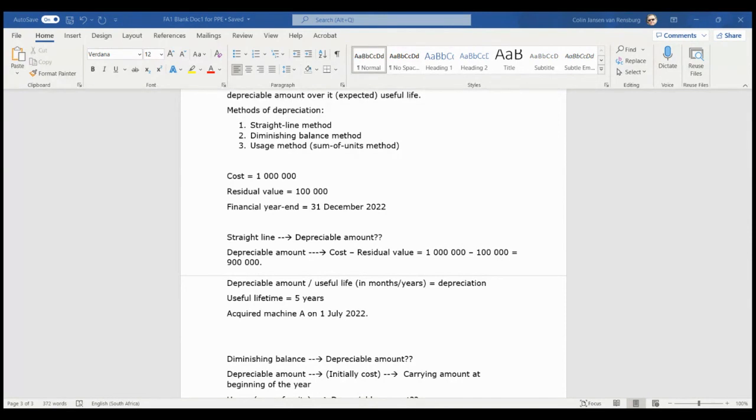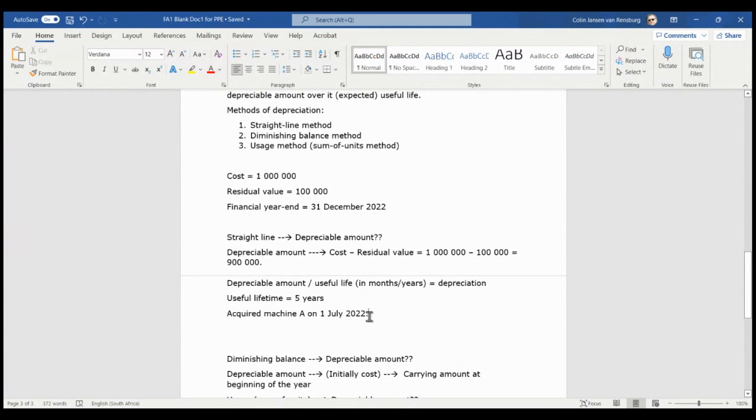Residual value will be the cost less your depreciable amount, right? So your residual value will be the cost less the depreciable amount. But normally you'll have to calculate the cost. They will give you the residual value. So that means you can then go and calculate the depreciable amount. And then thereafter we calculate the depreciation.